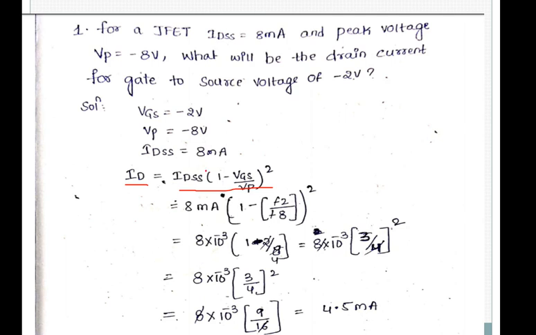So here, directly by knowing the formula for the drain current, that is ID equal to IDSS times (1 minus VGS by VP) whole square, we are calculating the drain current ID value. The value is 4.5 milliamperes.